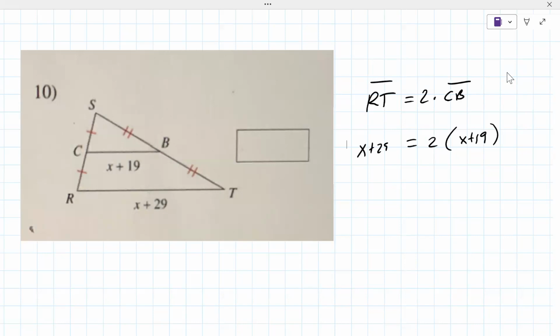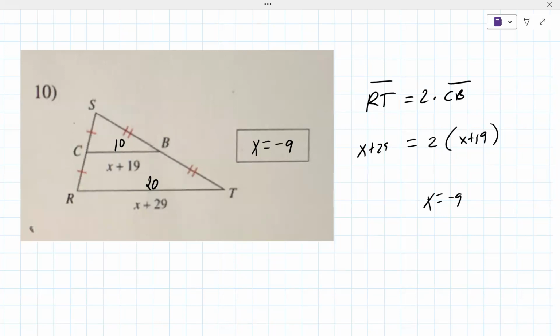-9. Okay, x equals -9. At first glance, that might look like, well, how can that be correct? But remember, it's not the length. So what does it become? -9 plus 19 becomes 10. That becomes 20. So it does work. It's just that it's not what you expect it to be.